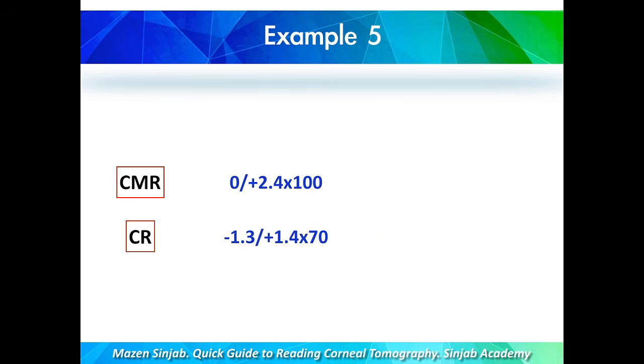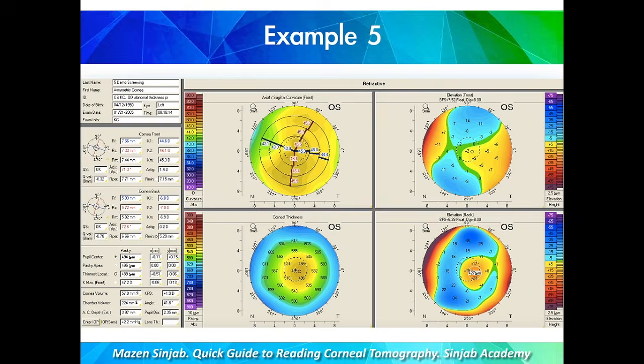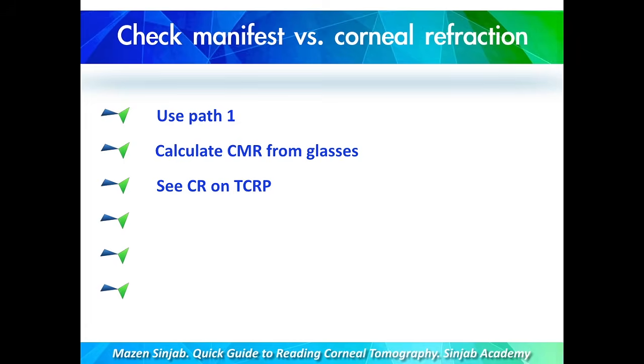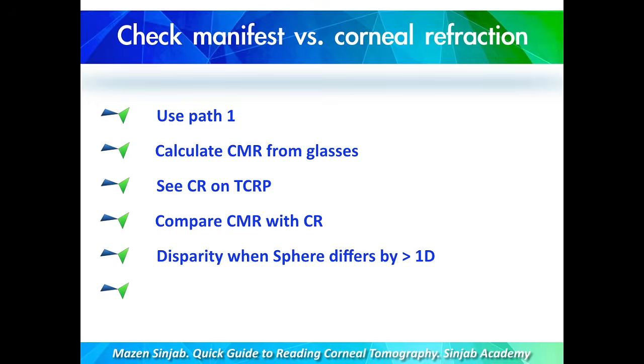Now we compare corneal refraction with corneal manifest refraction, and we see that there is a disparity in sphere and a disparity in astigmatism in both amount and axis. So we have to check the topography, and when we check the topography and apply the 12 points, we easily will find that the patient has forme fruste keratoconus. So in summary, we use path 1: we calculate corneal manifest refraction from manifest refraction, we calculate corneal refraction from the TCRP, compare the corneal manifest refraction with corneal refraction, and look for any disparity.